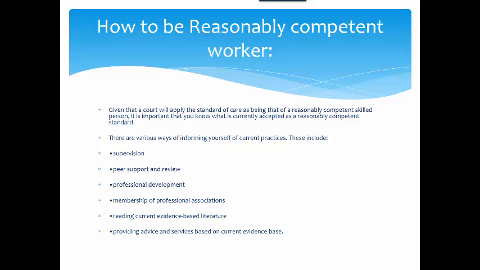How to be a reasonably competent therapist or worker. The courts will apply the standard of care as being that of a reasonably competent, skilled person. So when we talk about the term reasonable, the courts will look at, when they need to define what reasonable is, what would somebody with your skills, your experience do in the same situation? And when we're looking at common law, they will actually call witnesses up on the stand and say, in this situation, what would you have done? Another person, what would you have done? Another person, what would you have done? And what the majority say is usually what's considered reasonable.